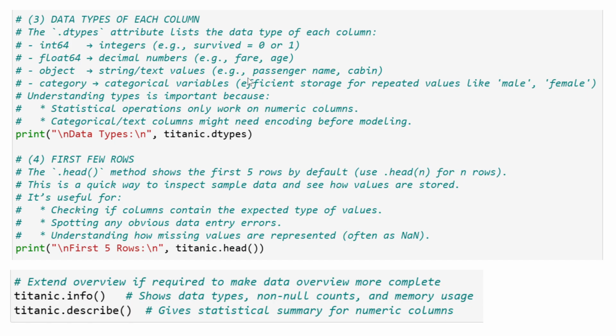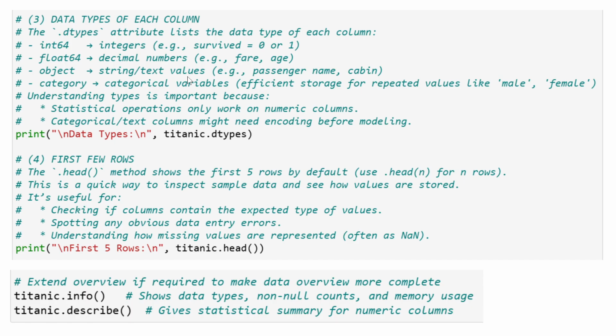Then I have the object type. So passenger name or cabin, which consist of string values or text values, I can say. Then I have the category type, where I can have categorical variables, which is required for efficient storage of repeated values, for example male, female, and so on, right? So these are the categories we have used here.